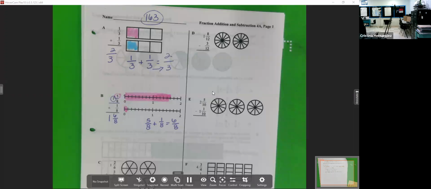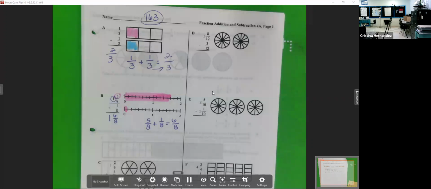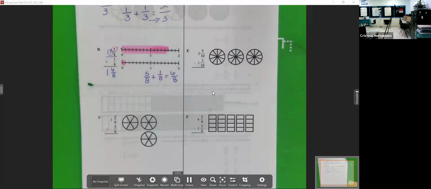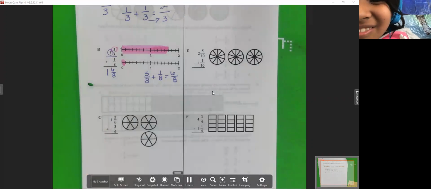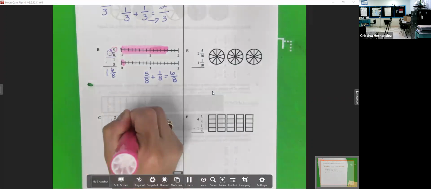Natalie! Since you answered, you can help me. How many am I going to shade in right here? One whole. So 1 whole pie. She ate 1 whole pie. Natalie ate 1 whole pie today.